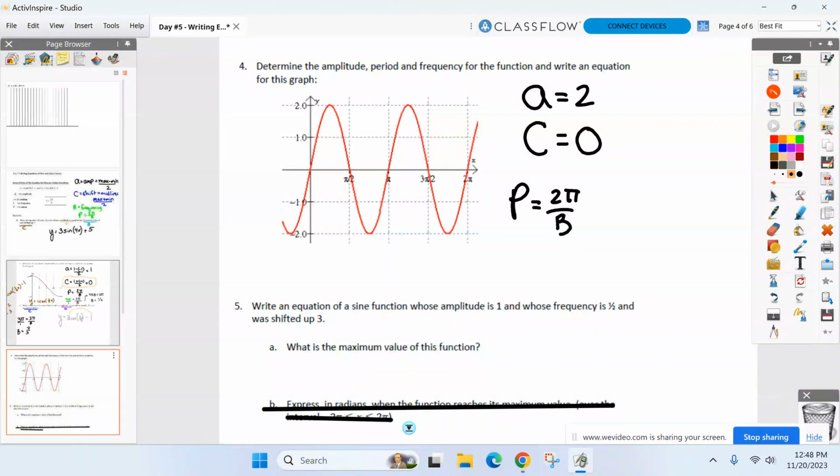Richie mentioned going from max to max or min to min to find the period, and I'm fine with that. I always like starting at 0 personally, because I'll show you why. Can you guys find where on the x-axis it starts repeating again? So if I go up, down, up, where would it start repeating again? Because it's not out to 2 pi.